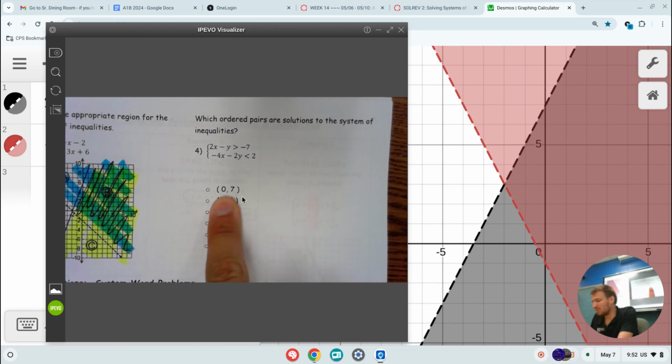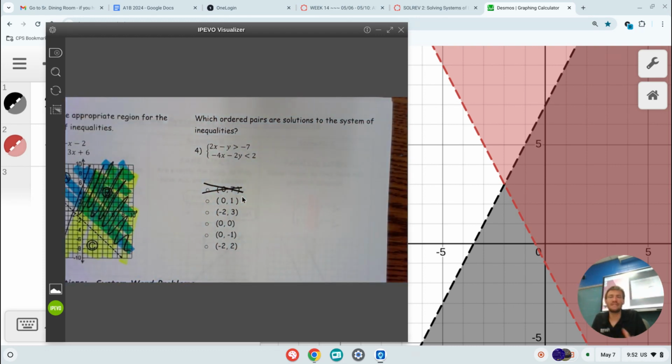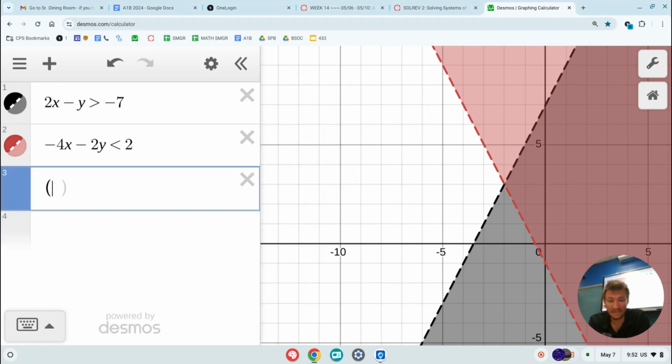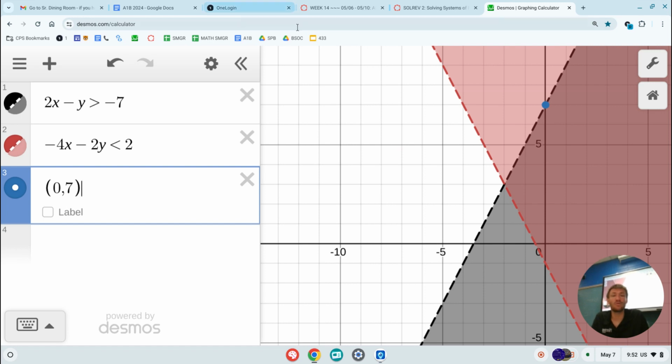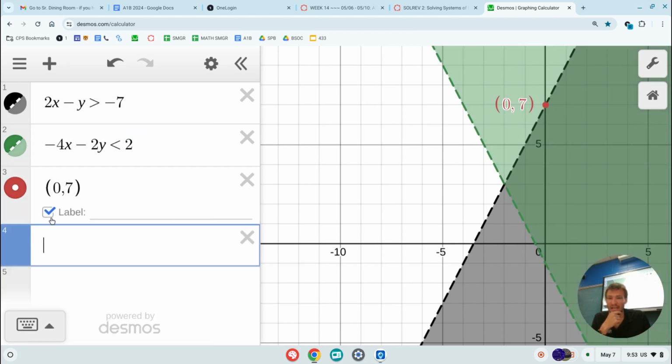What do we think about 0, 7? Did we pick solution or not a solution? We picked not a solution because 0, 7 would be go left and right 0, go up 7. Here's another technique. If you're thinking, I'm not very good at these coordinates, just type in the coordinates. Parentheses 0, comma 7, it will graph it for you. And if you hit this label, it'll be even easier to find. This 0, 7, you know what I think? Not so good. So let's turn this to red and let's unlabel it.